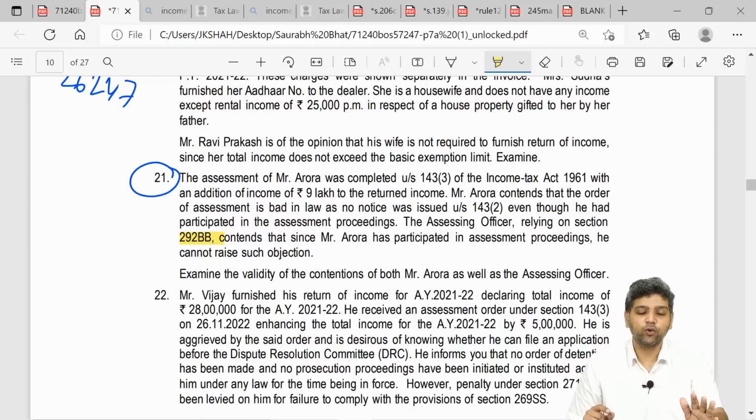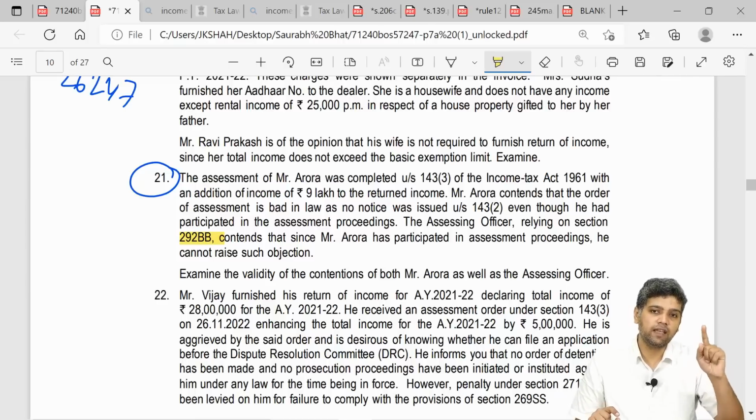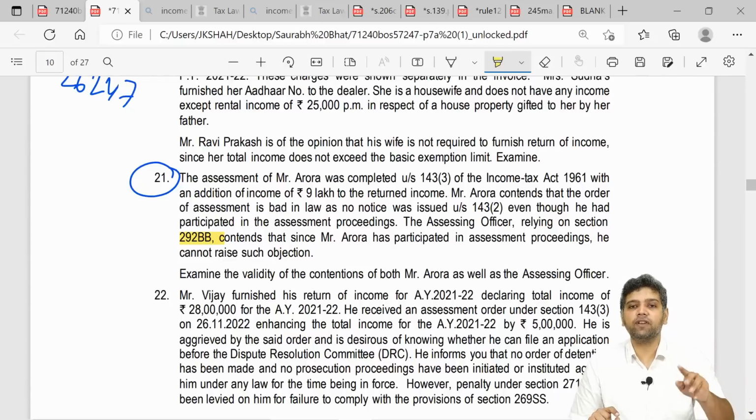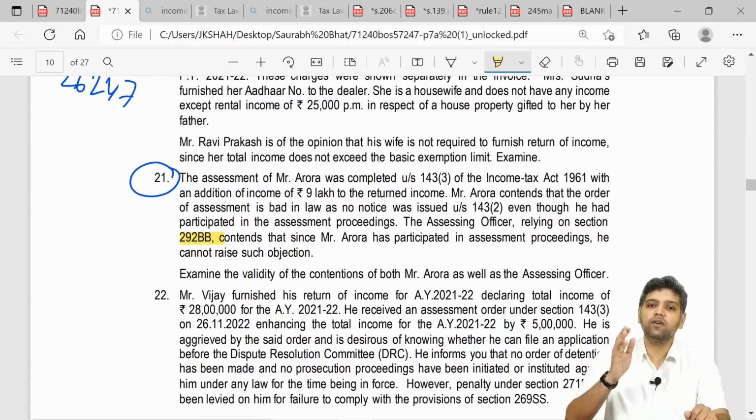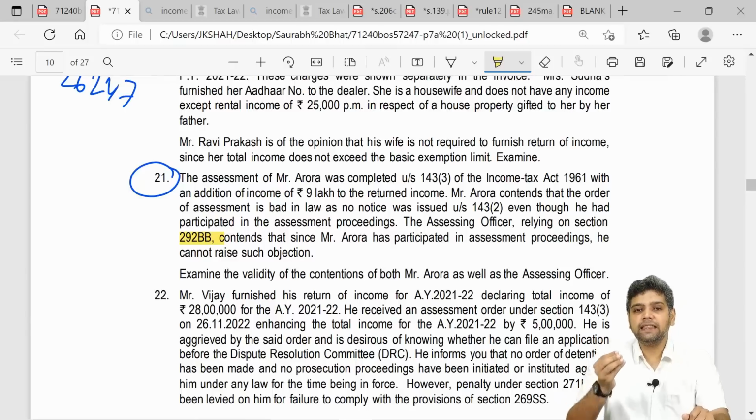I reiterate, 292BB will apply provided the assessee has been served notice in an improper manner or the assessee was served notice after the time period allowed under law. If the assessee has not been served notice at all, then there is no question of application of section 292BB, and therefore here the contention of assessee is correct. The entire assessment proceedings are null and void, irrespective of the fact that he has not raised objections to such effect.